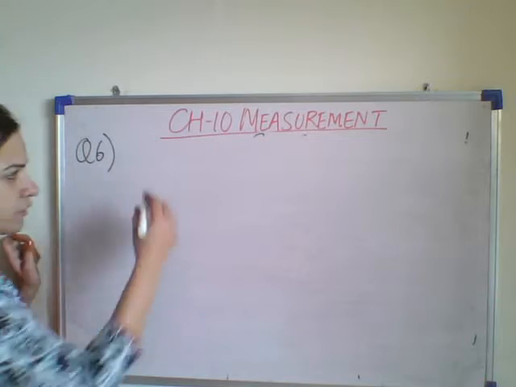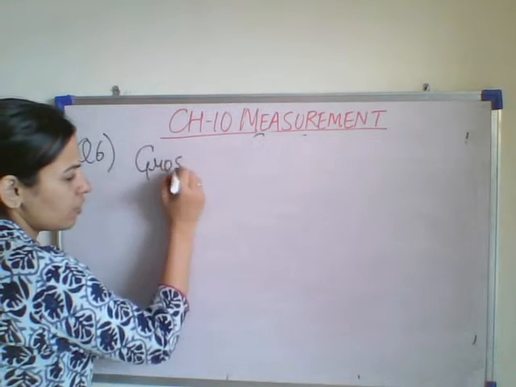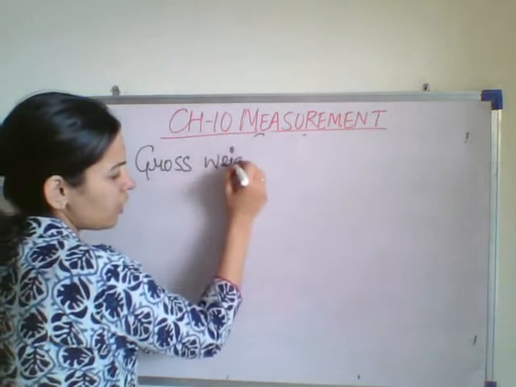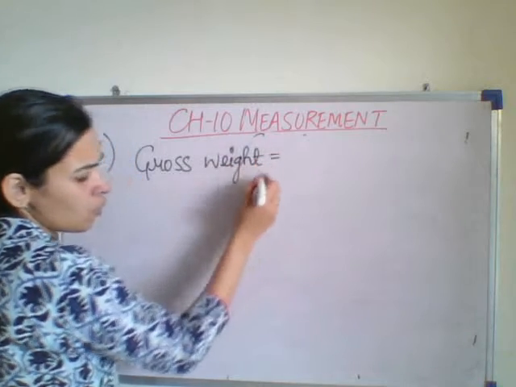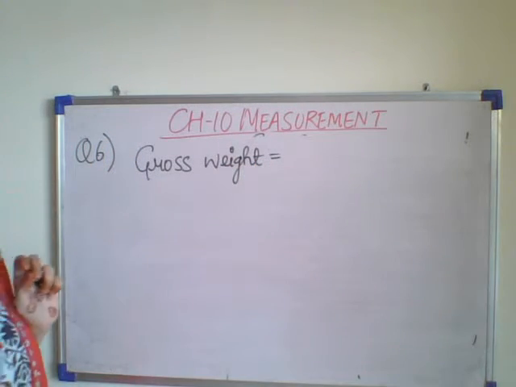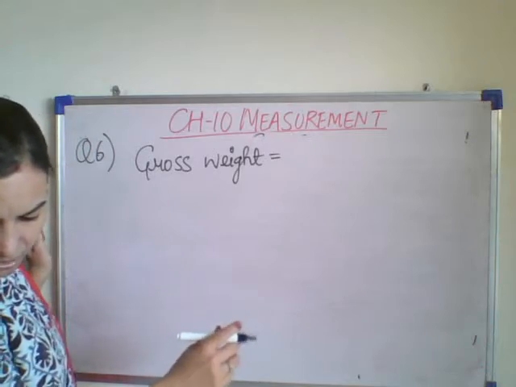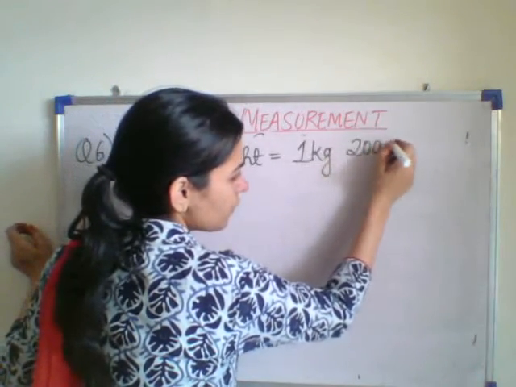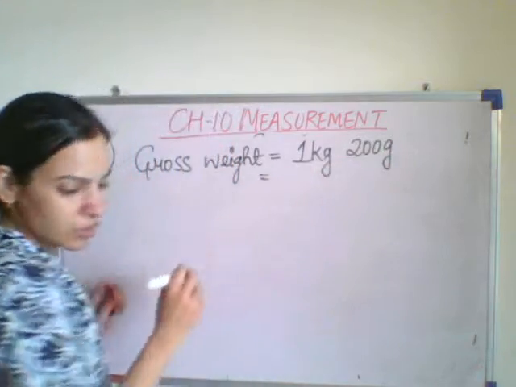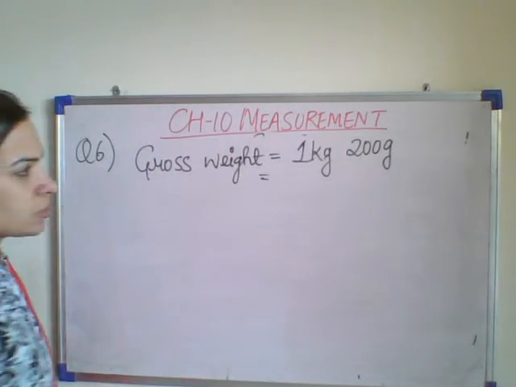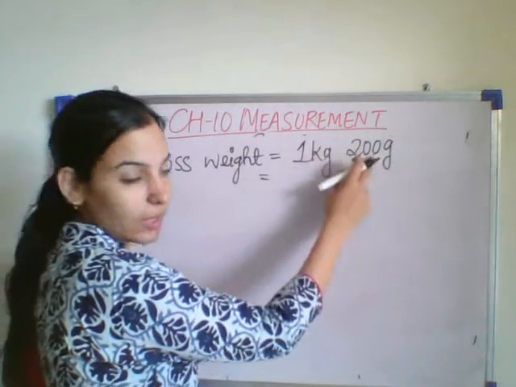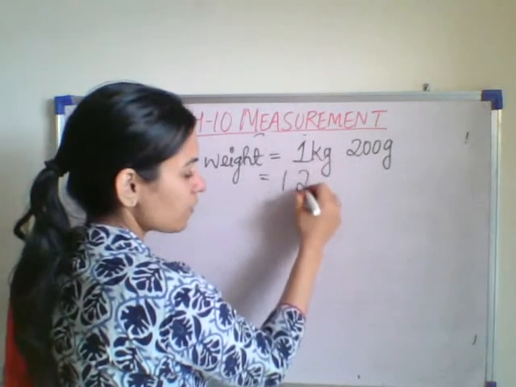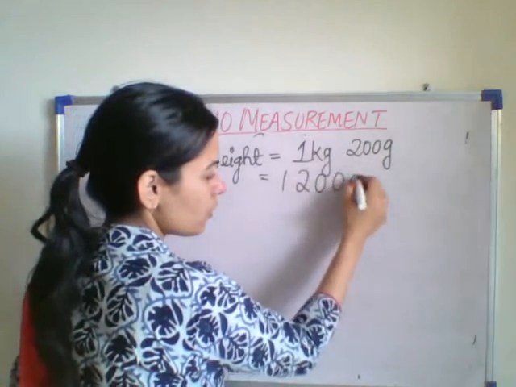So here the gross weight is given. What is the gross weight which is given? It is 1 kg 200 grams. It is the gross weight which is given. So we can convert it into the gram. I could write it as 1200 grams.